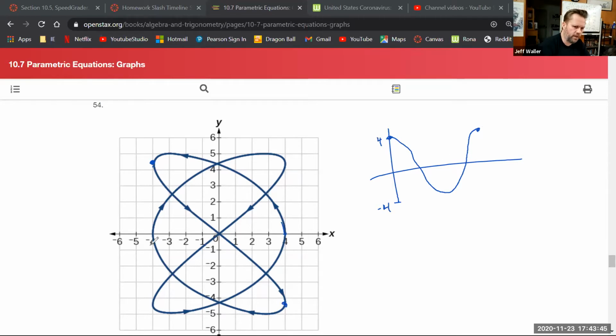And then it goes back to -4. So it's got to go down, up, down for it to get through another cycle. So down and up. All right. I don't know. Maybe I should label these. This is A. This is B.